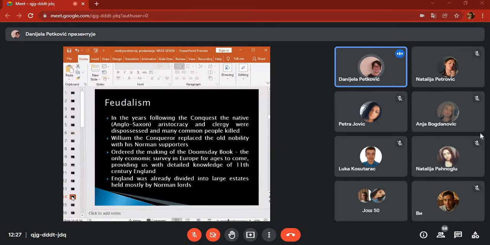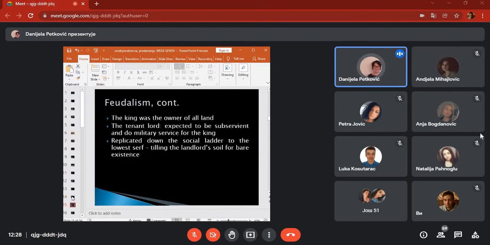The only economic survey in Europe, which provided modern readers and researchers with great details about 11th century England. And what you get from the Doomsday Book is actually the basic characteristics of feudalism, and you are already familiar with them, hopefully. England had already been divided into large estates. Now they were held mostly by Norman lords, by Norman aristocrats.